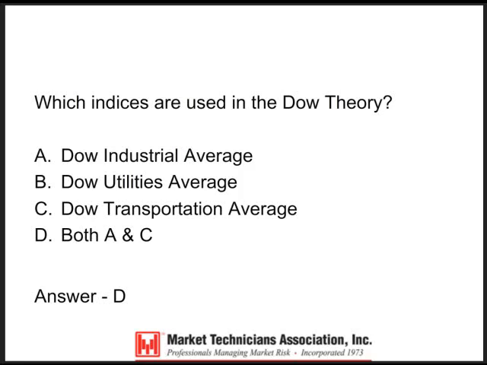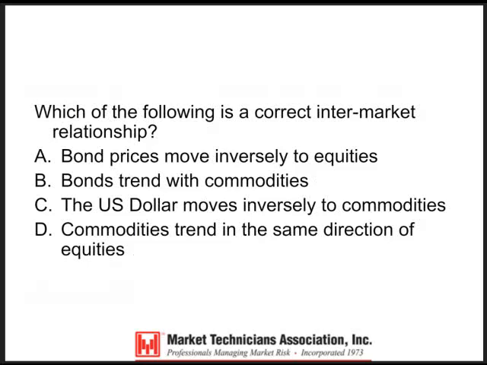So if you see an answer that says, I guess letter E, it would say A and B, that would certainly be able to eliminate it because you know the utilities average is not used. So really, this answer should have been very quick and practically a giveaway.